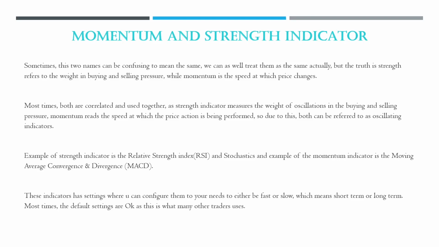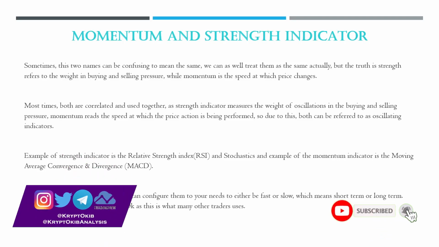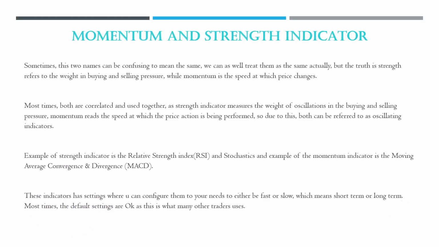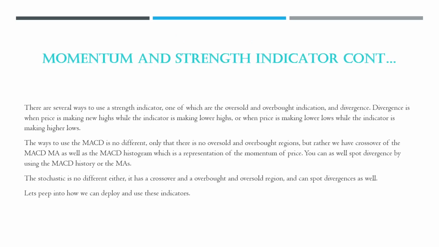Many of you must know the RSI, stochastics, and the MACD because they are the most commonly used indicators alongside the moving averages. So these indicators have settings where you can configure them to your needs to either be fast or slow, which means short term or long term. Like we had also in the MA, we had the shortest number, which is a short term, and the largest number in the settings, which is a long term. It is the same thing with momentum or strength indicators. Most times the default settings are okay, as this is what many other traders use.